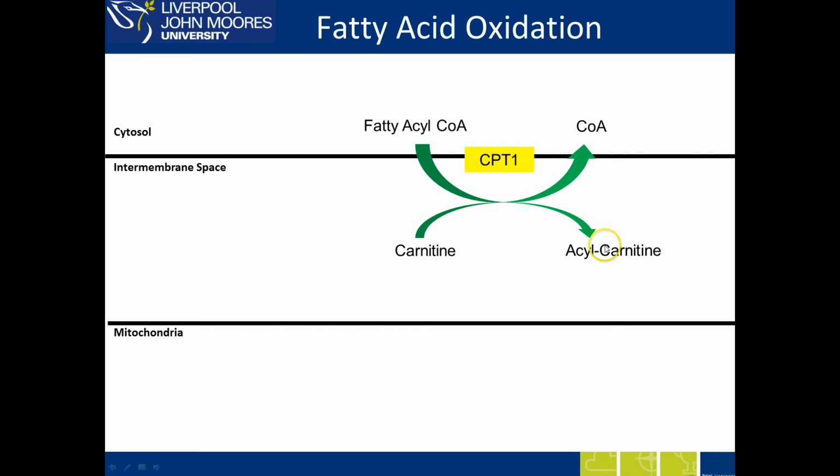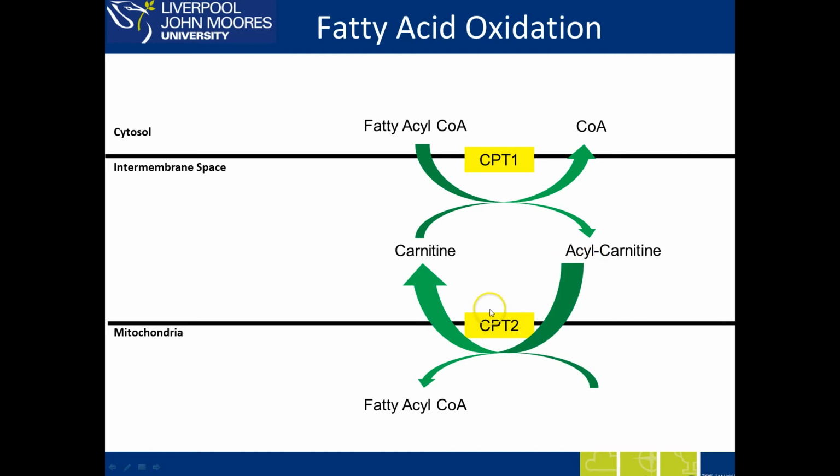But the acylcarnitine then needs to cross the mitochondrial inner membrane, and here CPT2 is important. So acylcarnitine binds with CoA. Through the action of CPT2, we are left with carnitine and fatty acyl-CoA, and fatty acyl-CoA is then involved in beta oxidation, as this is the next step of fatty acid oxidation. So this process is important in allowing this fatty acyl-CoA to cross the intermembrane space and enter the mitochondria.